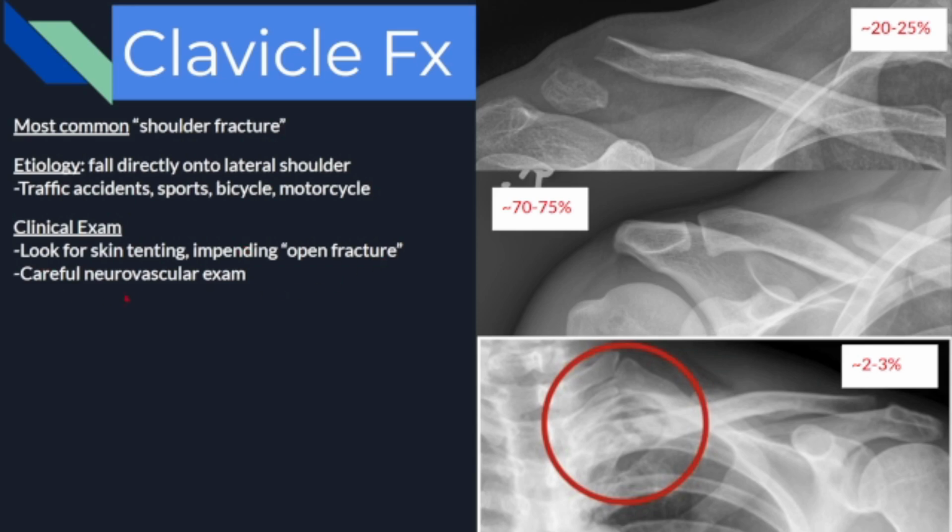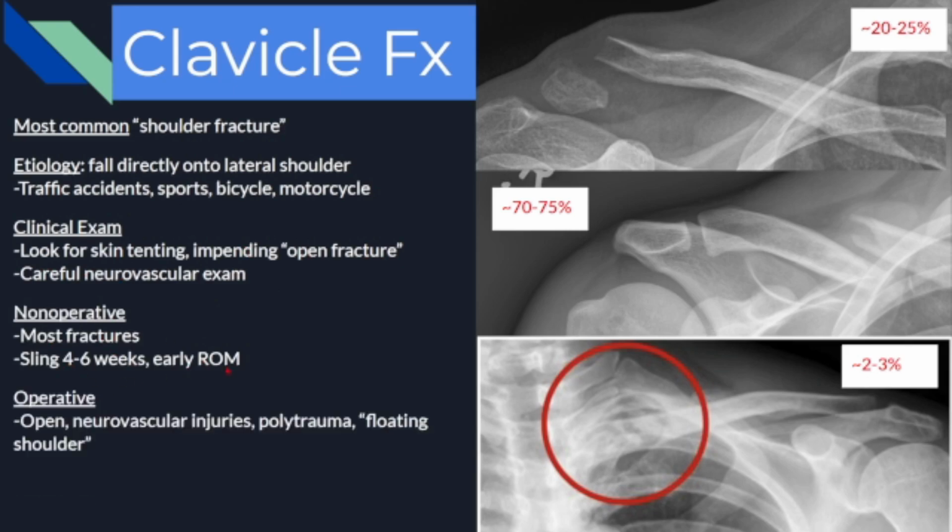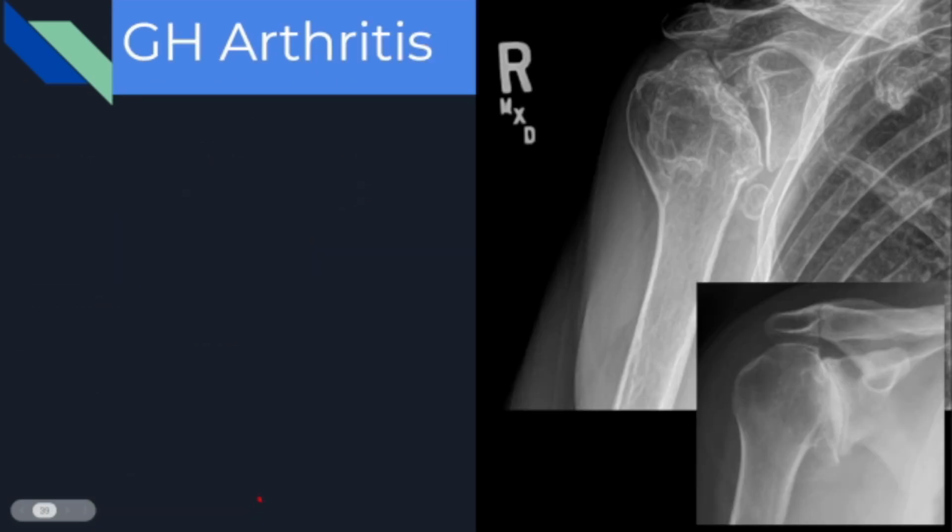You need to do a thorough neurovascular exam. Most of these are non-surgical in a sling with early range of motion. However, if they're open, any neurovascular injuries, polytrauma, floating shoulder, meaning that there are other shoulder injuries besides the clavicle, like a scapular fracture, something like that. And then these do have some risk of malunion or non-union. Some patients do not do well non-surgically.